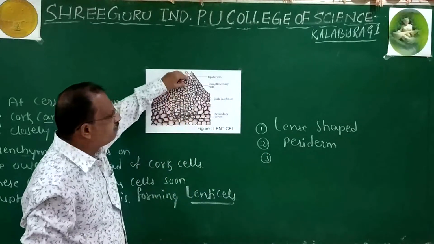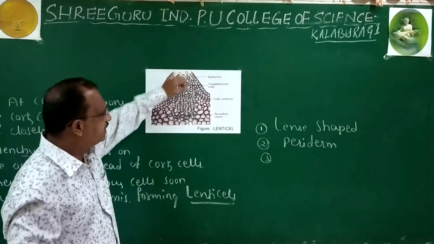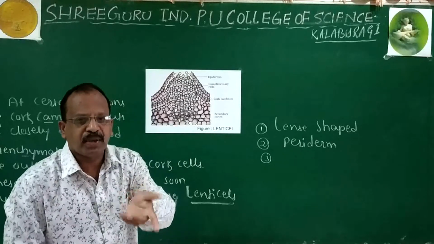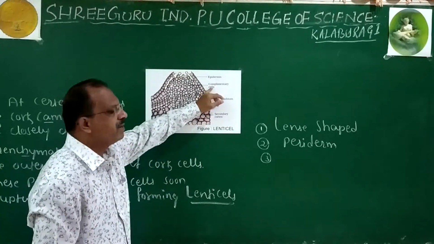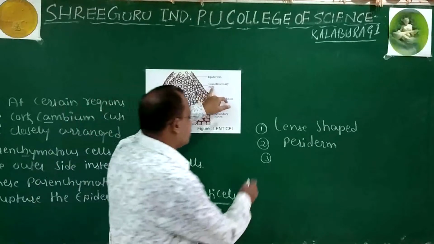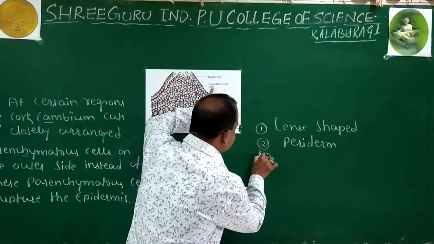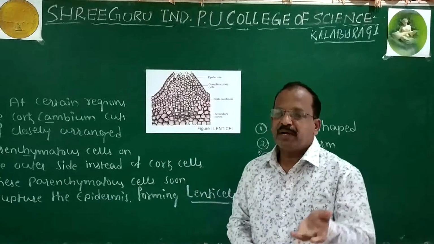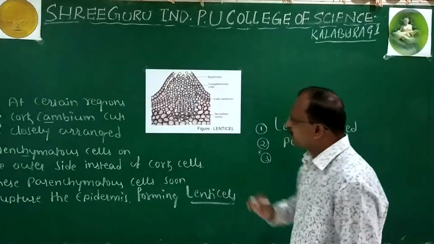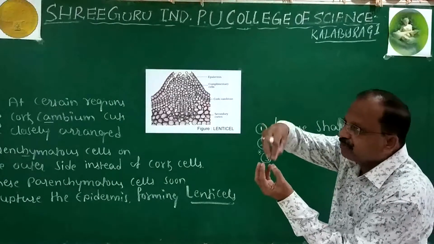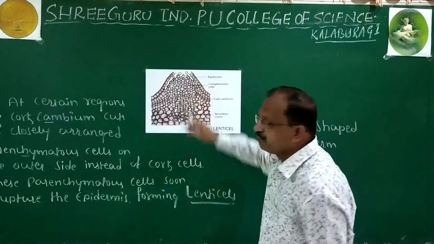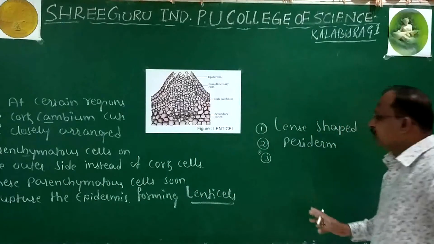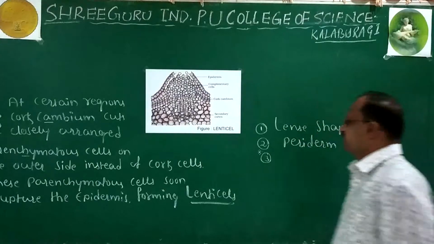Lenticels are filled with loosely arranged thin-walled parenchyma known as complementary cells. So take care of this third point. Once in the NEET examination, they asked this question: where do you find complementary cells? Lenticels are filled with loosely arranged thin-walled parenchyma known as complementary cells.